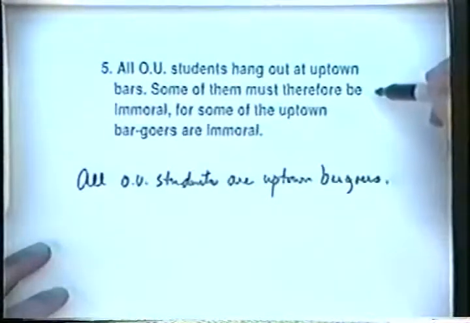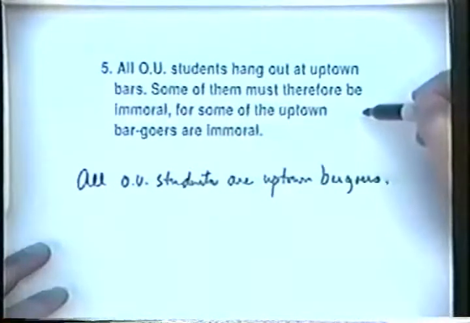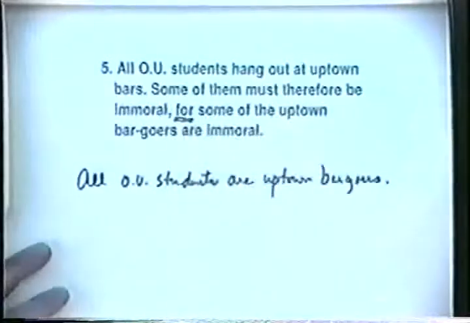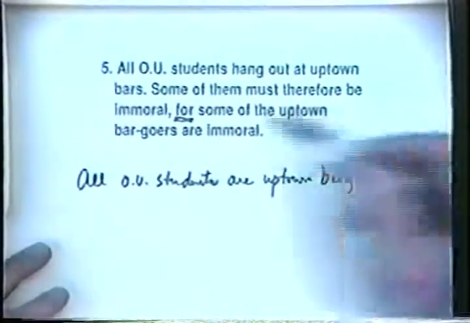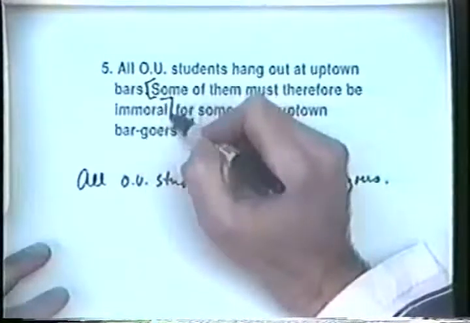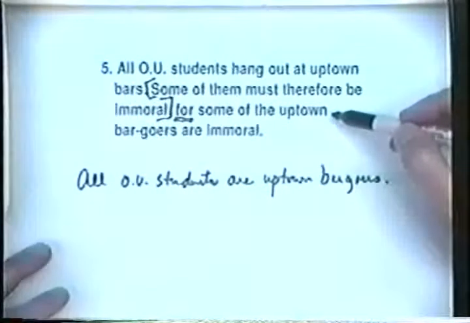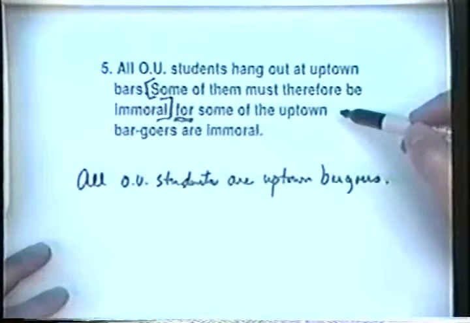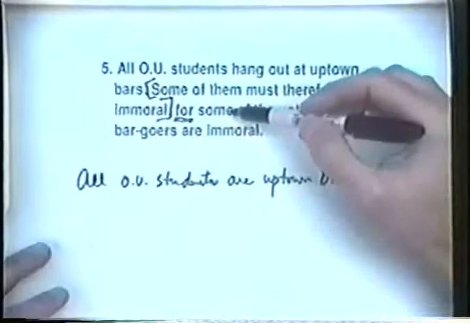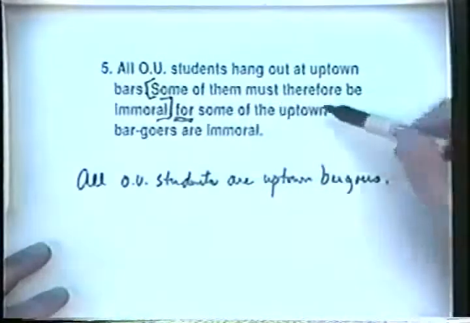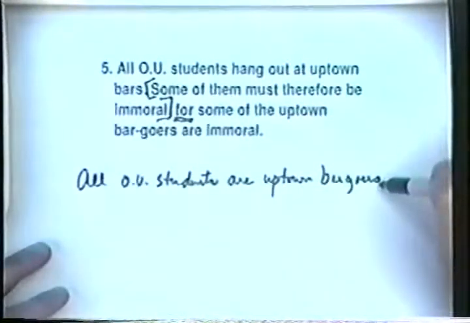All right, now we need to do the second premise. Some of them must therefore be immoral, for some of the uptown bar goers are immoral. What's the second premise? Well, remember the for here is like since, it's a premise indicator, so we've now identified this part as the conclusion, and the second premise then is some of the uptown bar goers are immoral. That has a good quantifier, some. Uptown bar goers is what we've already used here for premise 1, so we're all set there.